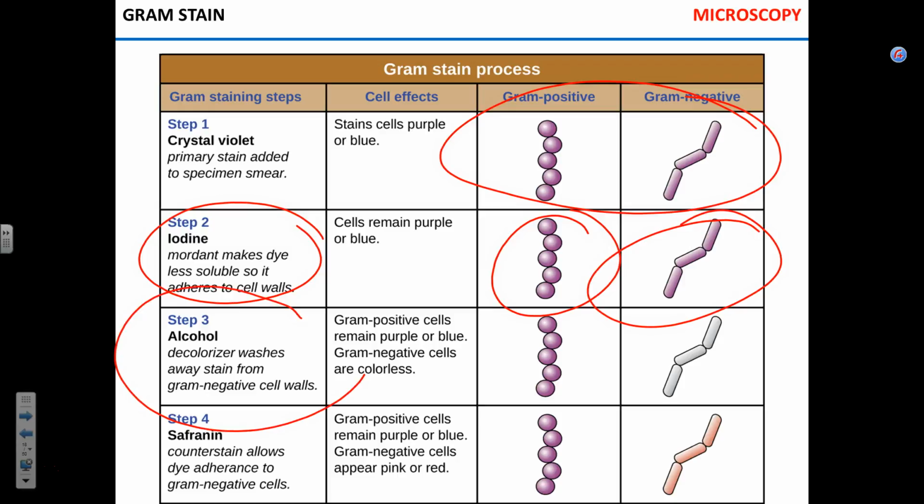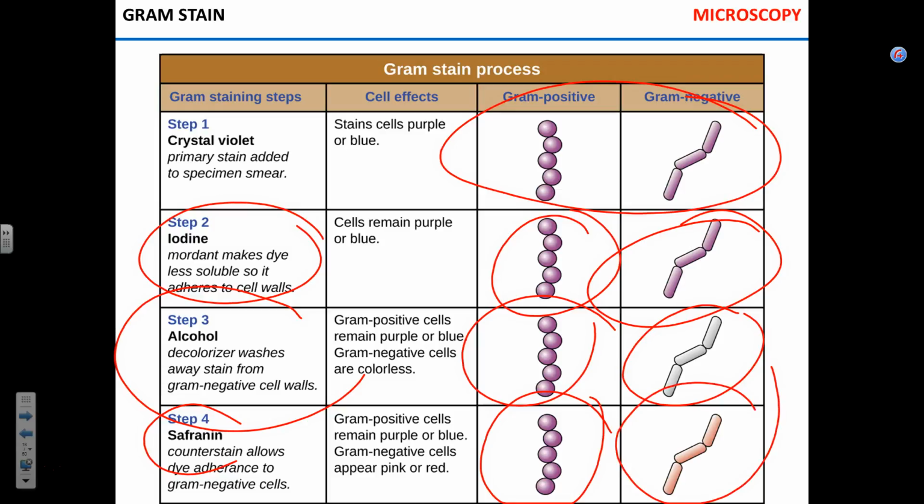Then you use alcohol to wash excessive dye away. What happens? That crystal violet dye does not really stick to gram-negative cells, so alcohol washes it off. It does stick to gram-positive cells. Despite the alcohol, they remain blue. And then, the last step, you add safranin, which is a red stain. So now your gram-positives look blue, gram-negatives look red. Does that make sense?